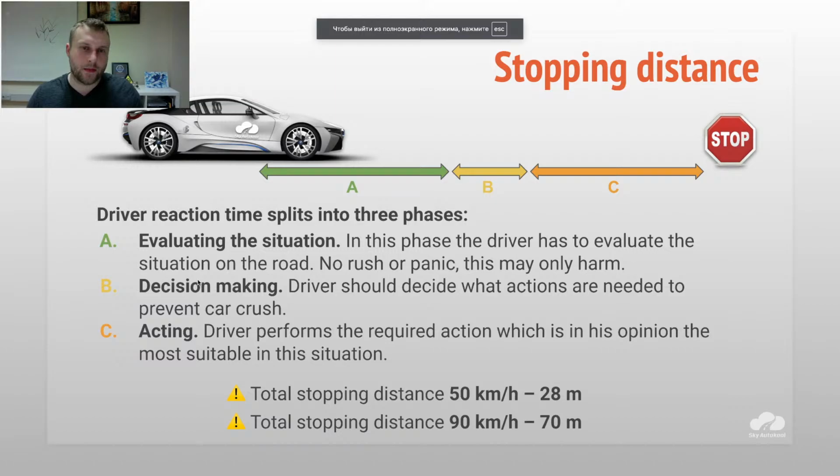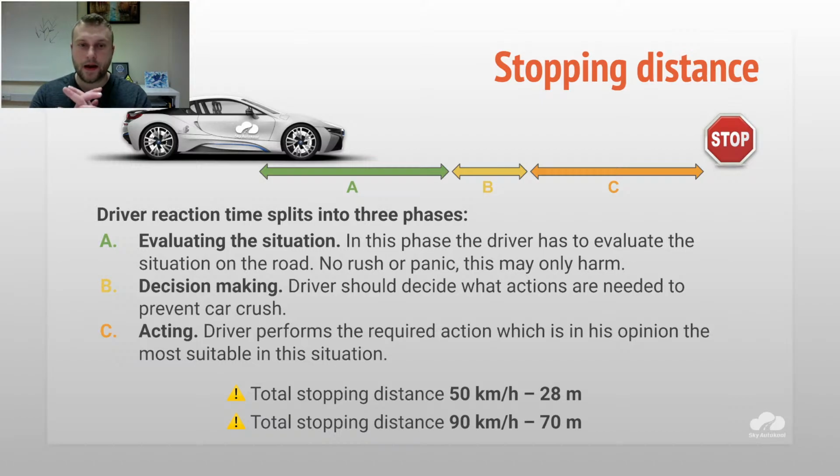Here we should also mention stopping distance. We have to split the driver reaction, or this stopping process, into 3 phases. Evaluating the situation. In this phase, the driver has to evaluate the situation on the road. No rush or panic, this may only harm.